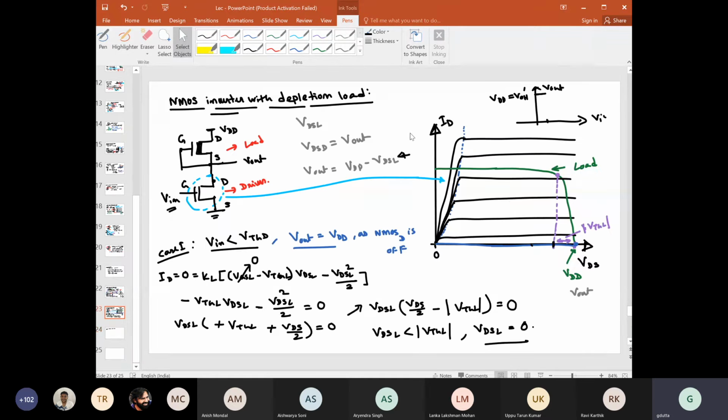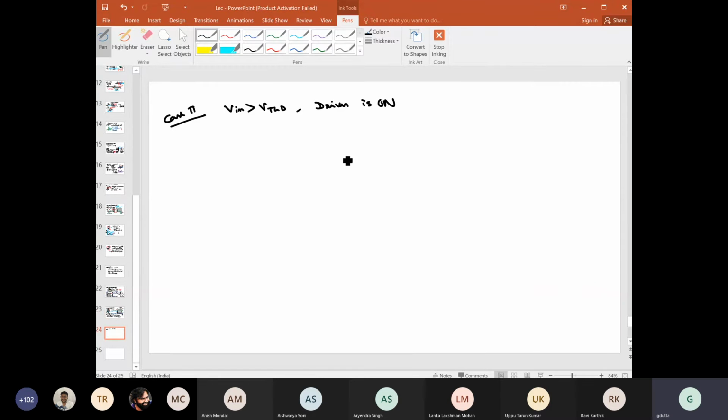Fine. But in which region? The driver will not be operating in this intersection, it will be in the saturation region, and this load will still be in the triode region, right? So this driver is on and it will be in saturation. What about the load? The load will be in the triode region, right? So now you know the saturation region and triode region, then you just simply write the equations.